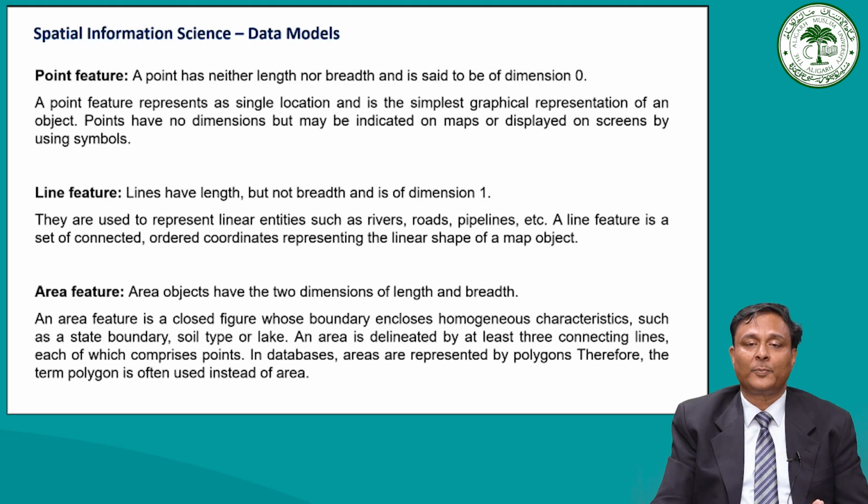In a large scale representation, a building may be shown as an area, whereas it may be a point symbol if the scale is reduced. Similarly, line features: lines have length but not breadth.